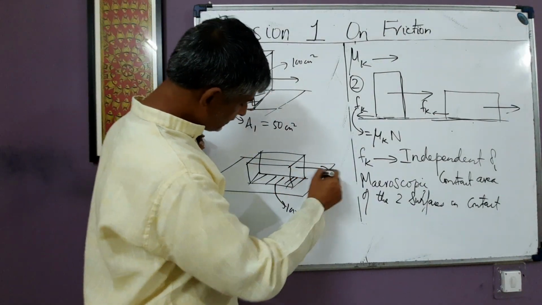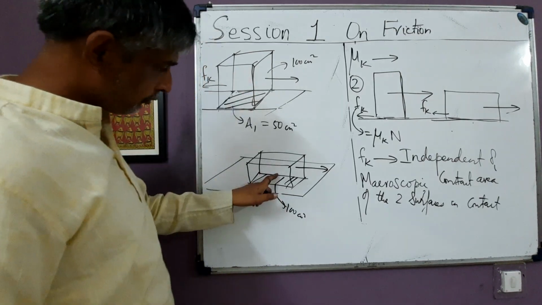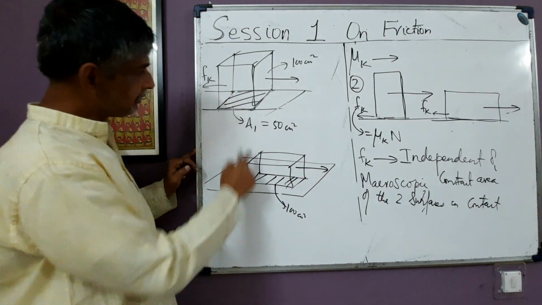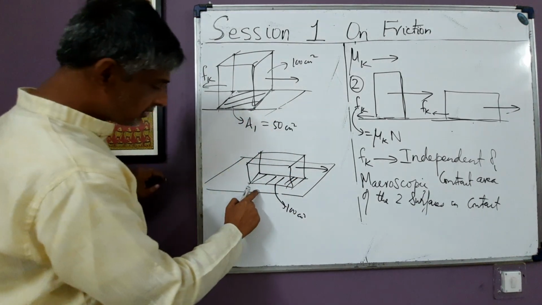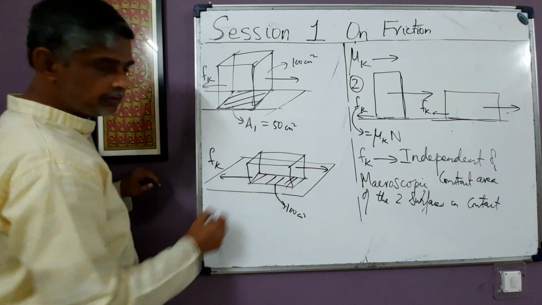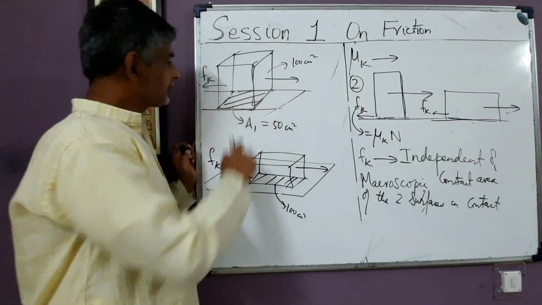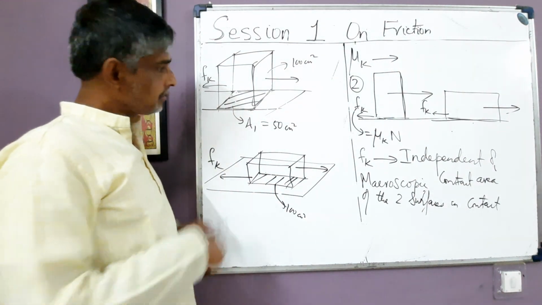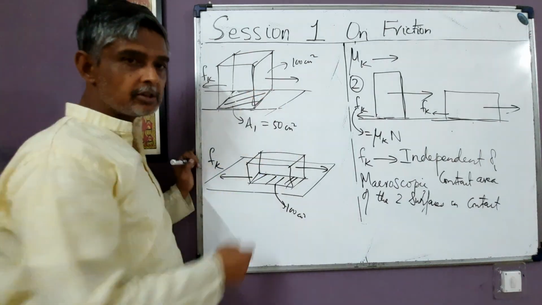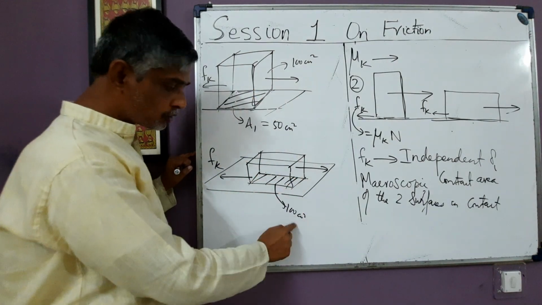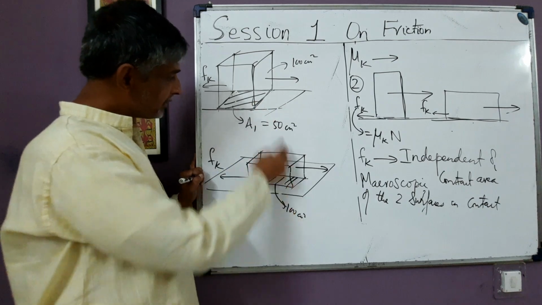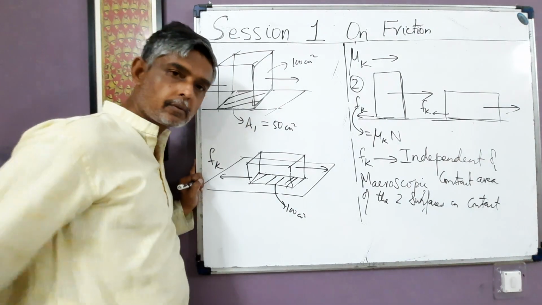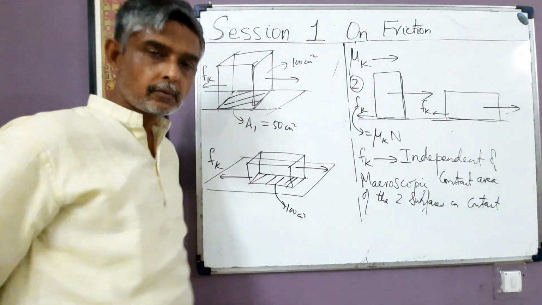Now suppose this same block is made to slide on this table surface. I have turned it through 90 degrees and placed it here, and it is again sliding on this rough table surface as it was sliding here. In this case also, the table surface will exert the same kinetic friction Fk on the body. So in both these cases, the kinetic friction on the block due to the table surface is the same, even though the macroscopic contact areas are different: 50 centimeters square in the first case, and 100 centimeters square here. So these are the two laws of kinetic friction. All right.